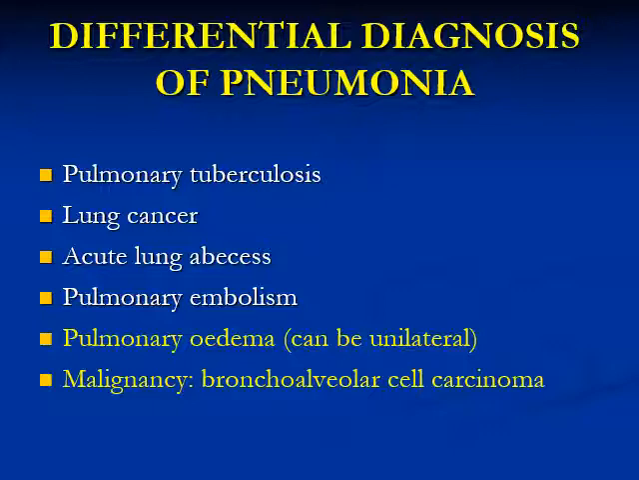Pulmonary edema, if it is unilateral, is usually not caused by the heart, and is called non-cardiac pulmonary edema, which can be unilateral or bilateral. Also, this may be mistaken for pneumonia. And the last, there is bronchial malignancy, like bronchoalveolar carcinoma, which may also resemble pneumonia.